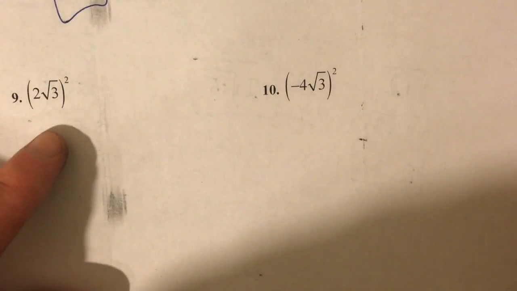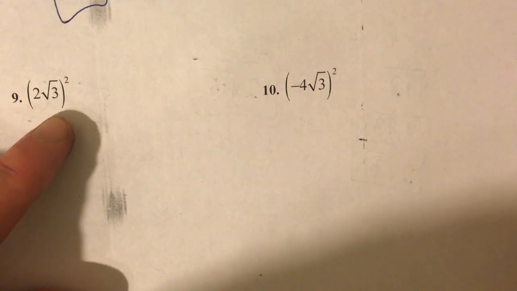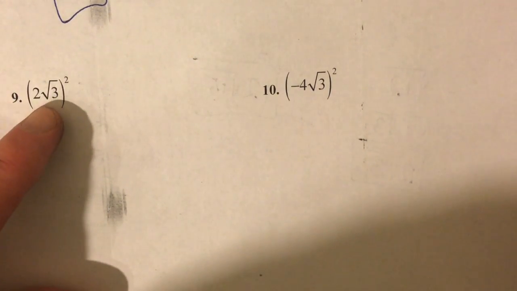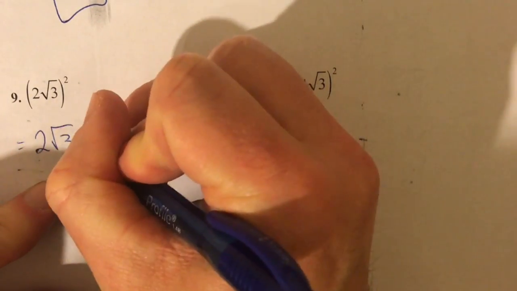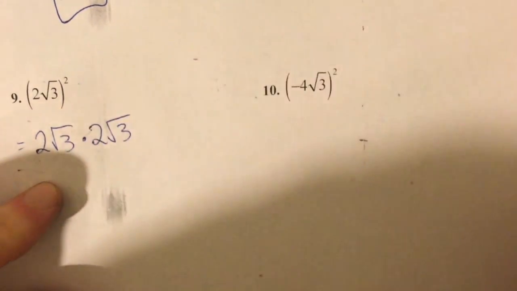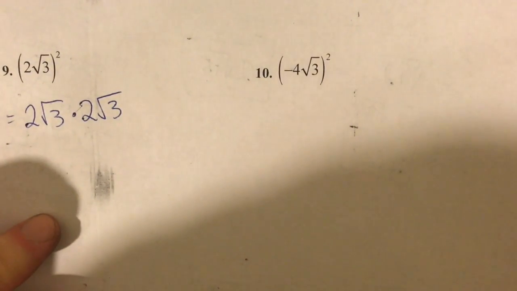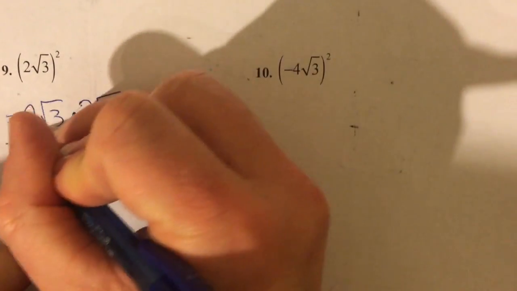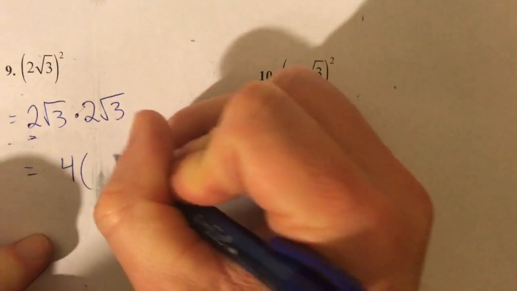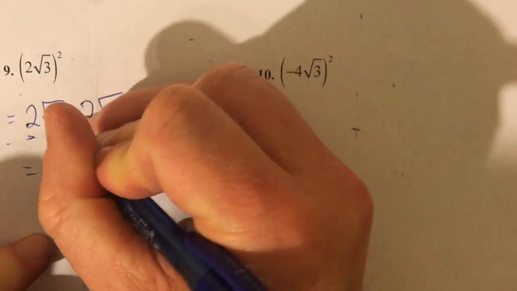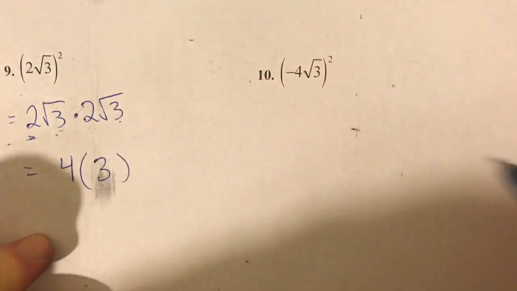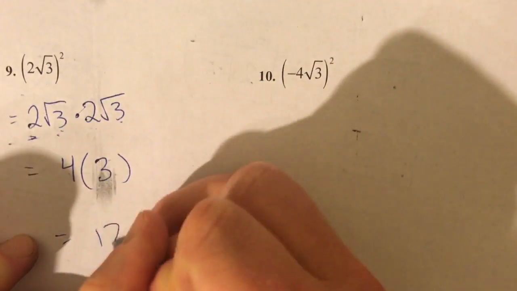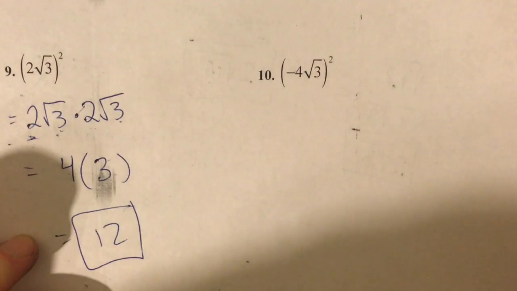And writing it this way, 2 root 3 squared, remember to square this whole expression means you're really doing 2 root 3 times itself, times another 2 root 3. So if it helps you to write it out that way, 2 times 2 is 4. Root 3 times root 3, it's the same square root, so I'm just going to get that number. I'm going to get root 9, which is 3. And 4 times 3 is 12.